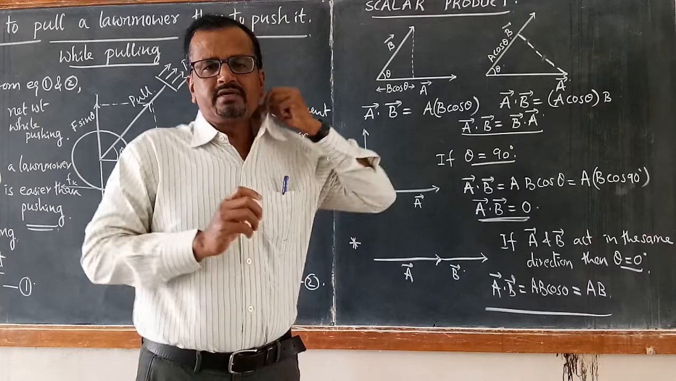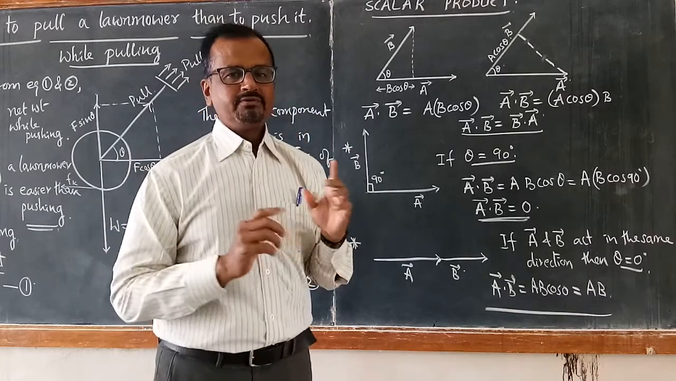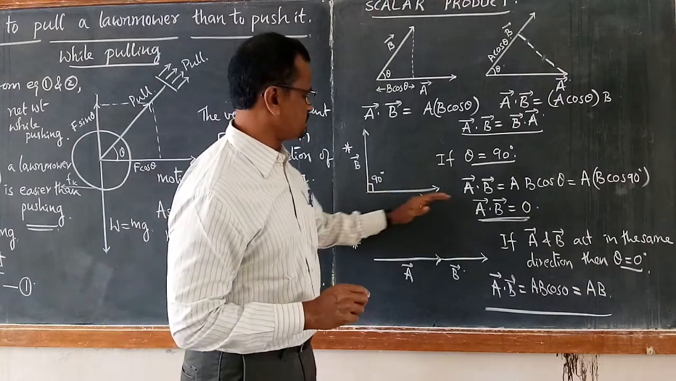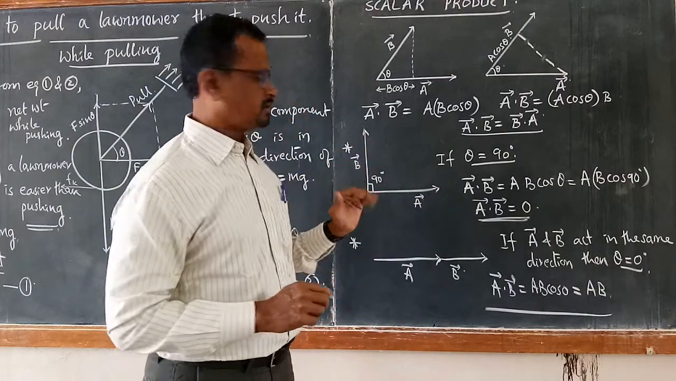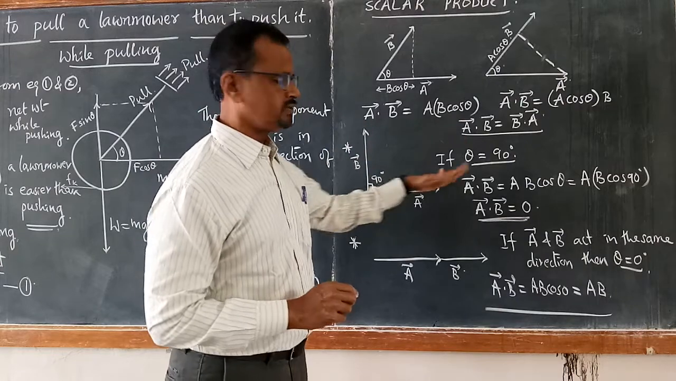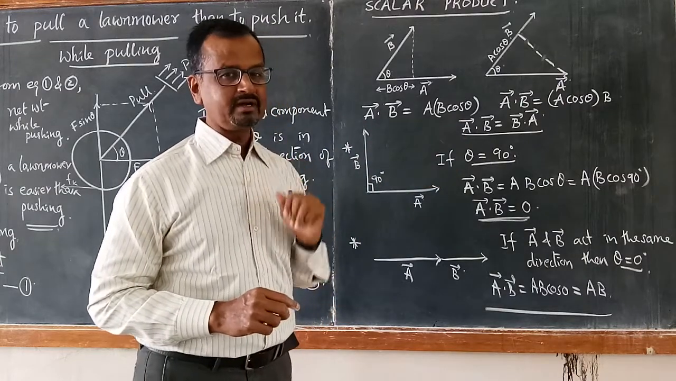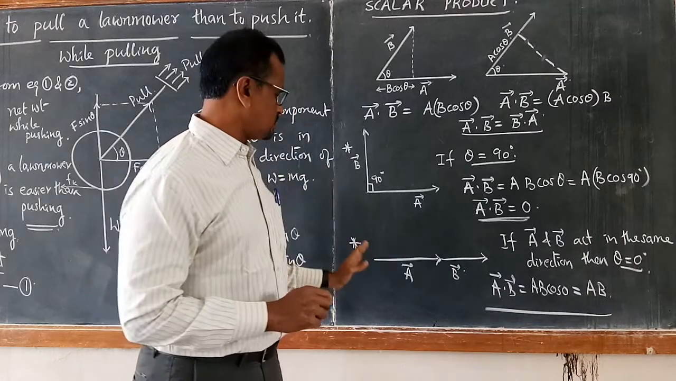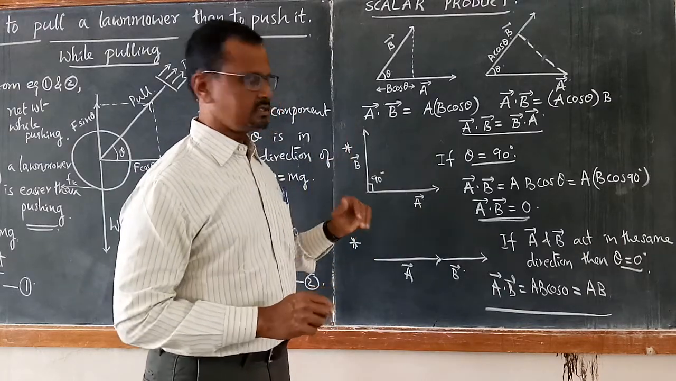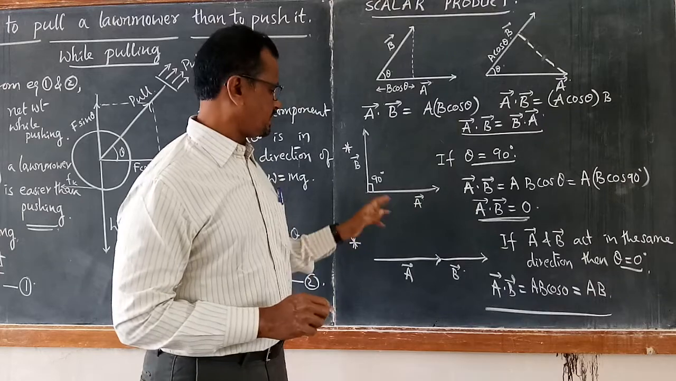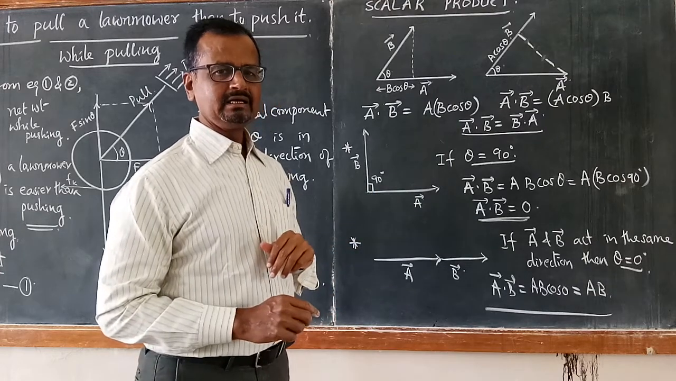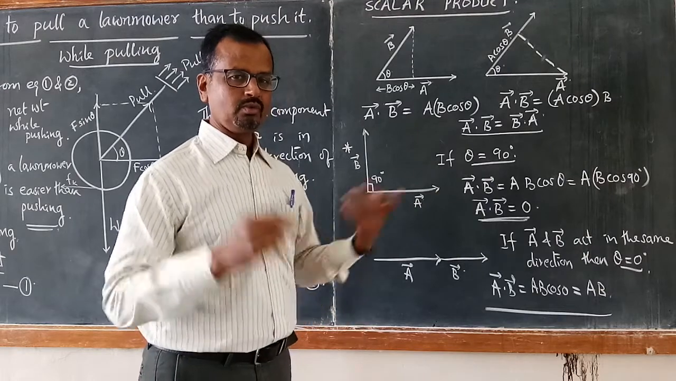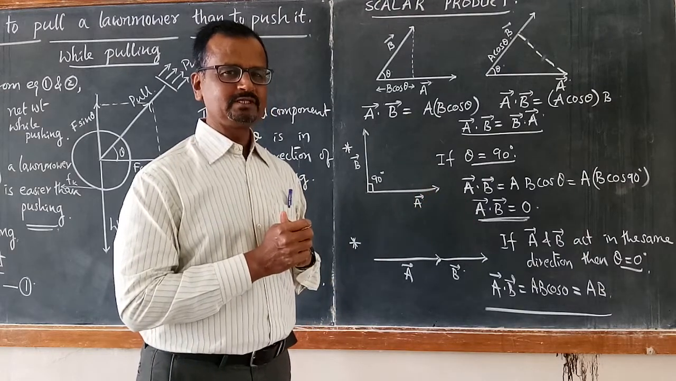At the same time, we discussed what happens if a force is perpendicular to the displacement. If the force is perpendicular to the displacement, then we discussed that work done is 0. So suppose B is force, A is displacement, and the angle between them is 90 degrees. So what happens? Cos 90 becomes 0, so work done becomes 0. This is what we discussed.